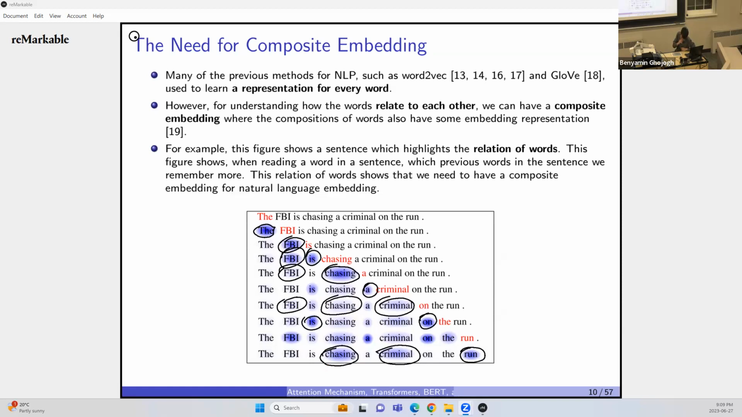And for understanding how the words relate to each other, we need a composite embedding. As I said, word2vec and GloVe are not really context-aware embeddings. What do I mean by composite embedding? It means that I care about the context. Attention cares about the context because it takes into account the attention of the words with each other.